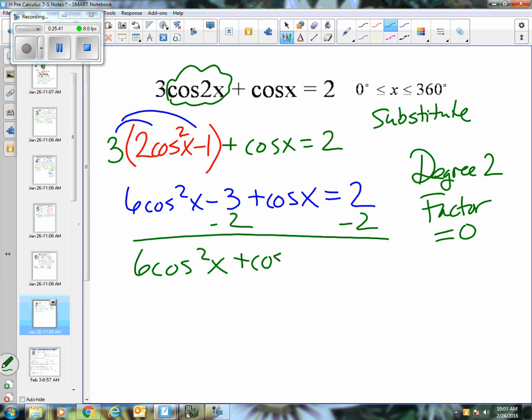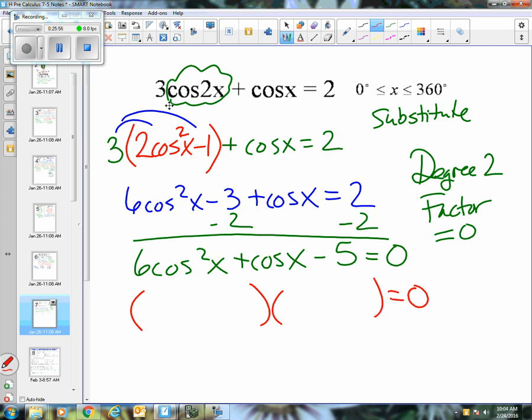Cosine would come next if we're going to factor, right? We want descending order, highest degree term down to the lowest. What would your constant be? 5. Okay, now is there a GCF? Nope. So we're going to try to factor it into 2 binomials.